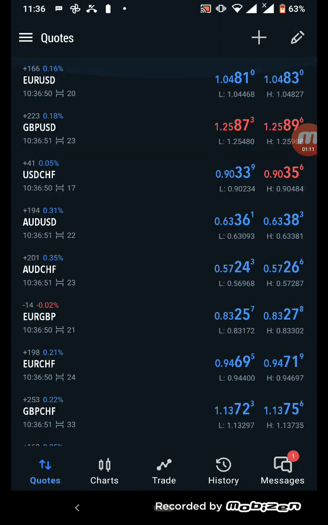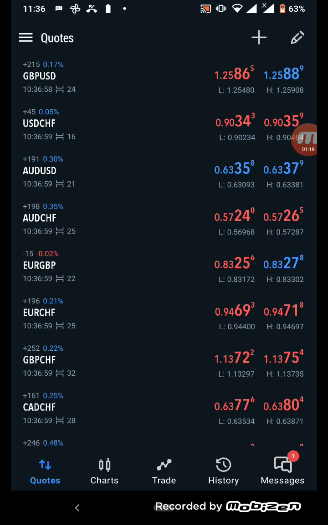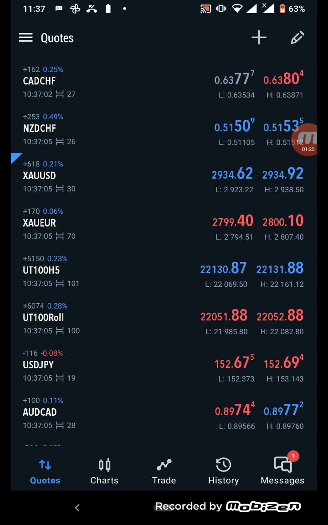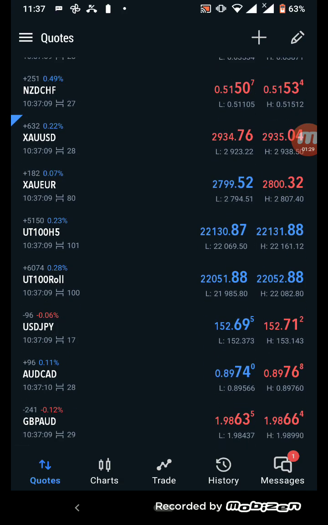Now on the quotes here, as you can see, we have currencies: Euro USD, GBP USD, AUD USD, and Euro GBP, and all that. Down here we have gold USD, gold euros, and USD JPY.